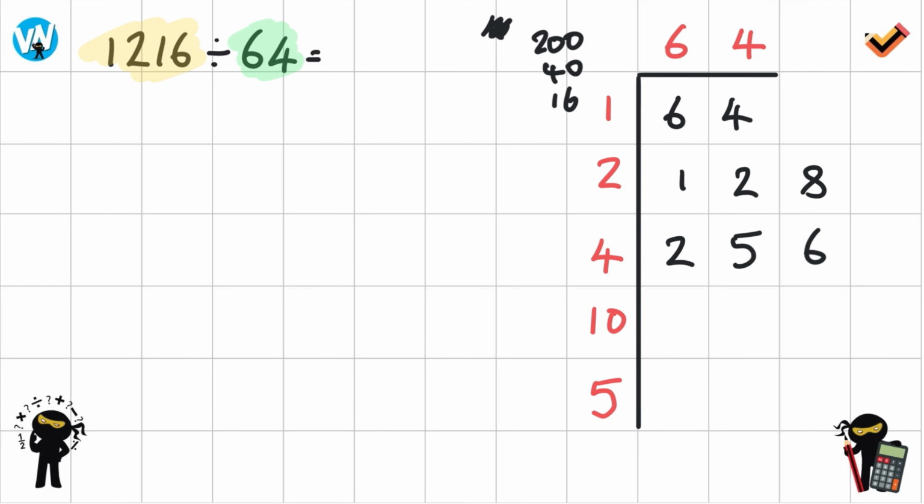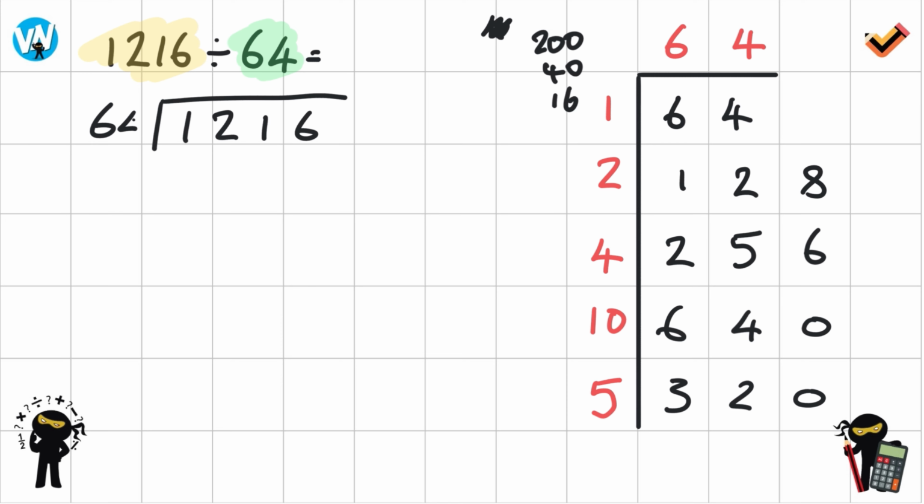This is going to be 640. Because it's an even number, it's easy to halve. So we've got 320. So we're in a great position to subtract now. So let's do that. So we've got 1,216 divided by 64. And again, this is something that we don't really need to be too scared of. So again, I'm going to take away 640, which is 10 lots.